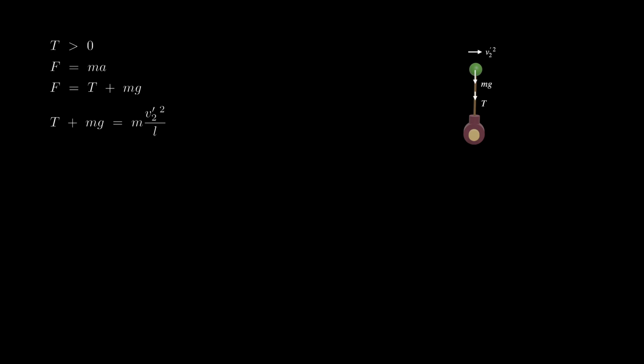We can express the tension in the rope at the top of the vertical circle as follows. To ensure the rope remains taut, the tension T must be greater than or equal to 0. This equation allows us to solve for the minimum velocity needed for the sphere to complete a full vertical circle while keeping the rope taut.